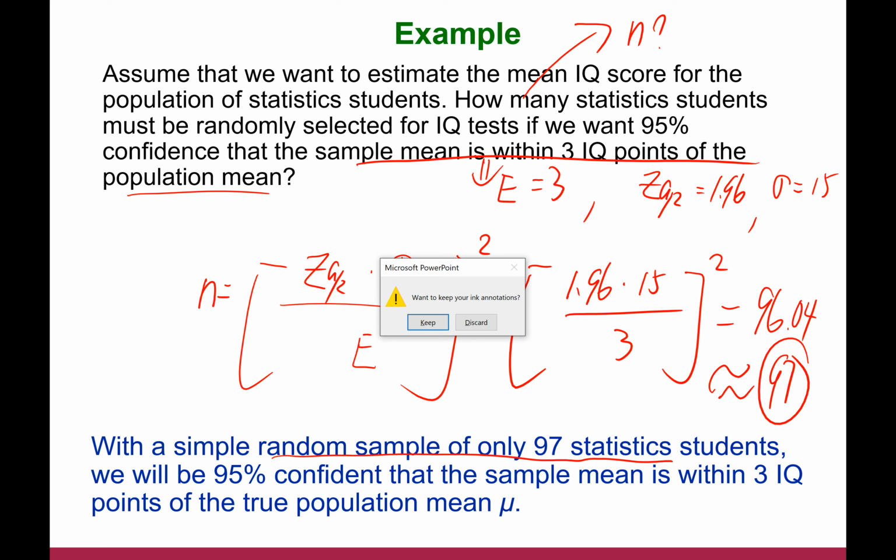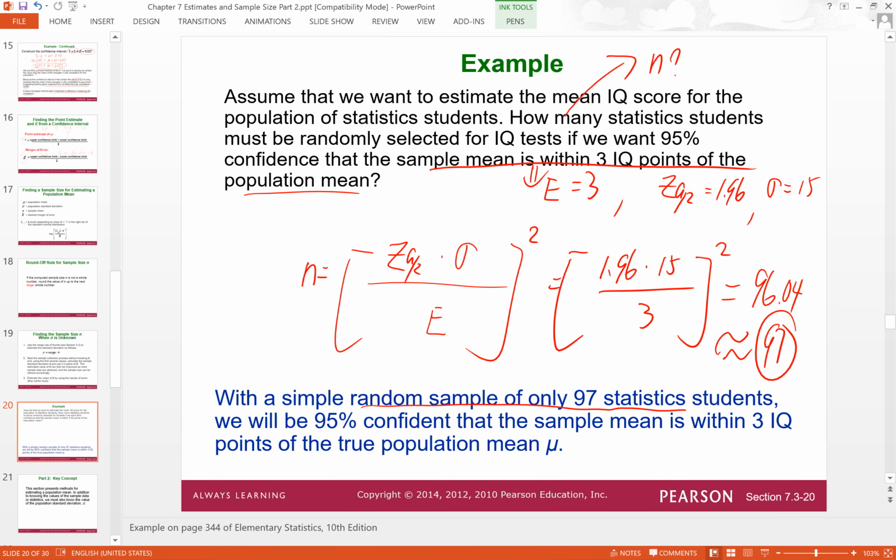let me just add it to the question here. The population and the population standard deviation.